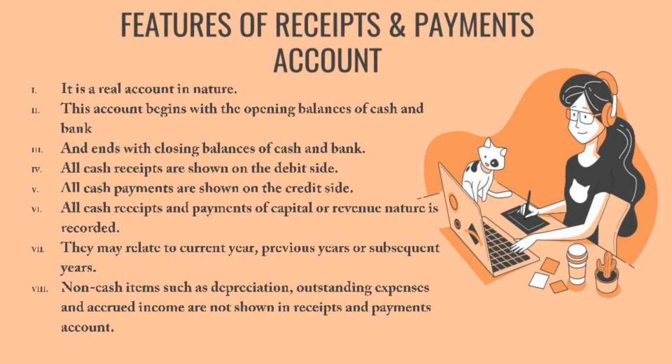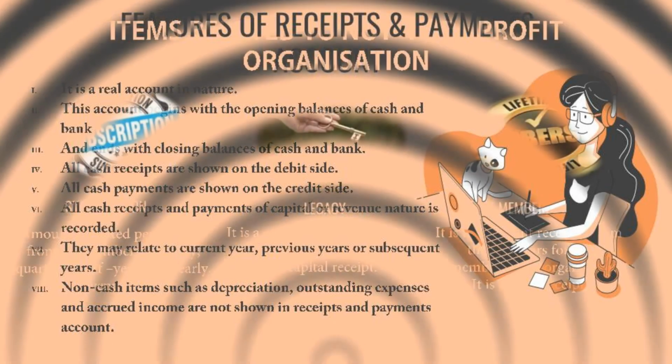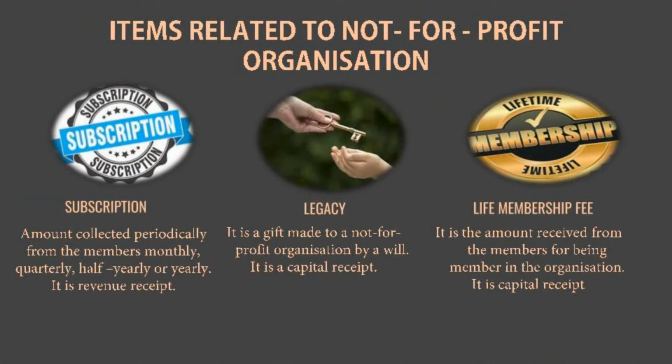6. All cash receipts and payments of capital or revenue nature is recorded. 7. They may relate to current year, previous years or subsequent years. 8. Non-cash items such as depreciation, outstanding expenses, and accrued income are not shown in receipts and payments account. There are certain items related to not-for-profit organization.